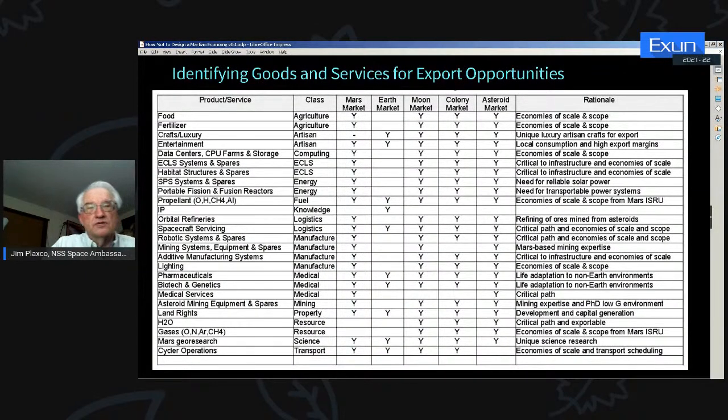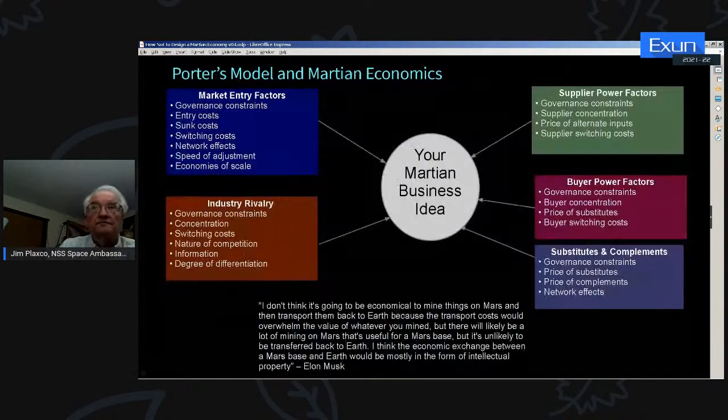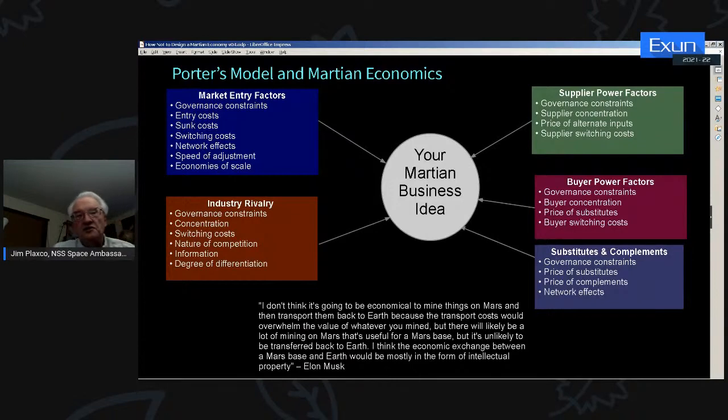Now, this product matrix I developed to help the team identify goods that could be manufactured on Mars, as well as to identify which markets would be most likely to be a source of demand for those goods. As you can see, Earth as an export market offers limited but potentially lucrative opportunities for us. And for those wanting to start a business on Mars, what I've done here is I've adapted Porter's model of competitive advantage to our Martian economy. And I include that quote again from Elon regarding Martian exports for the Earth.